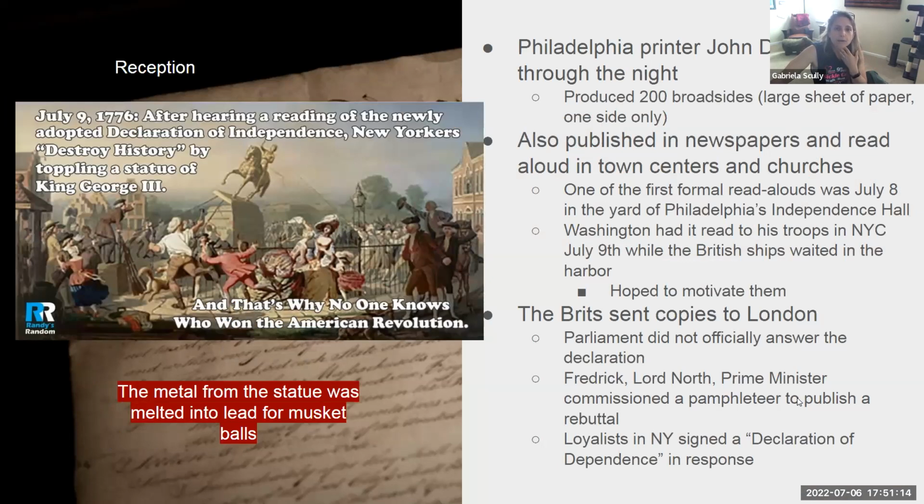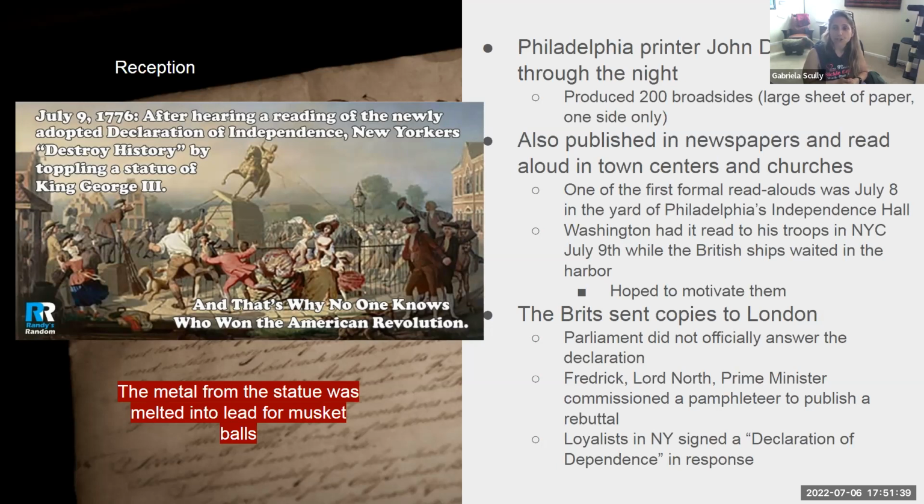Philadelphia printer John Dunlap produces 200 copies of the broadside, like 200 copies. He works through the night, printing. It's published in newspapers. It's read out loud in town centers and in churches. So there's no separation of church and state at this point. One of the first formal read-alouds was on July 8th in the yard of Philadelphia's Independence Hall.